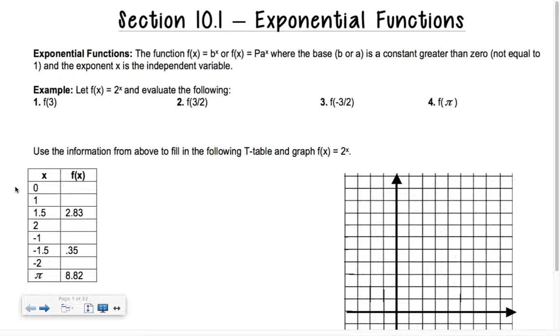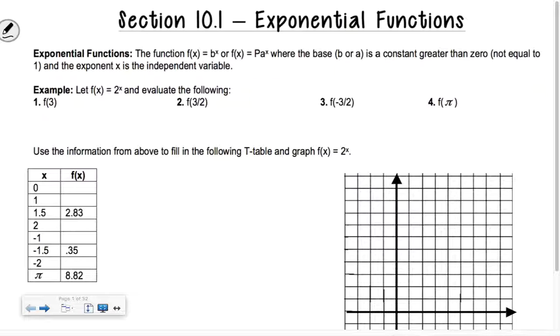So it says the function f of x equals b to the x, or f of x equals p times a to the x, is going to be an exponential function. The base is a constant greater than 0, not equal to 1, and the exponent x is the independent variable. So there's a lot going on there. Basically, you can't have something that looks like y equals 1 to the x, because if you did a t-table for that, what would every y value be? 1. Okay, that's not interesting. So that's why we say that the base cannot equal 1.